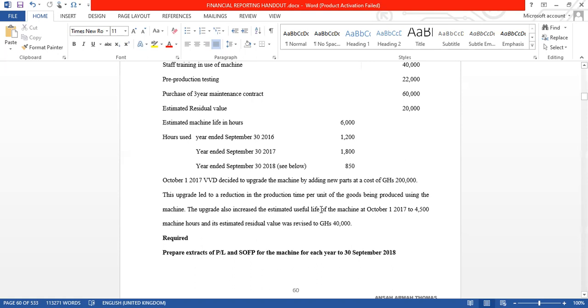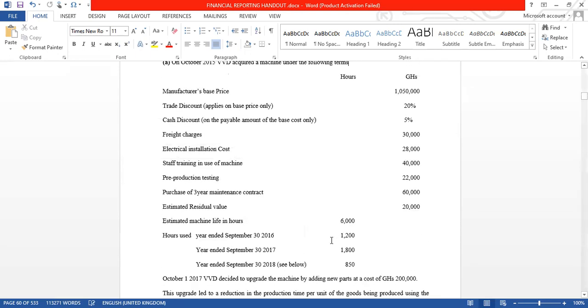We are asked to prepare the extract of the P&L and the SOFP for the machine at the year ended 30th September 2018. So it means that we may have 2015 into 16, 16 into 17, and 17 into 18. All right, so that is what we have.